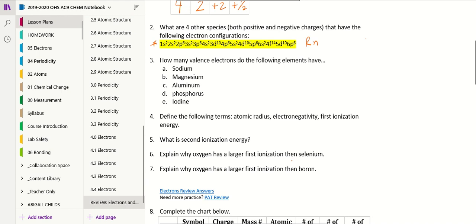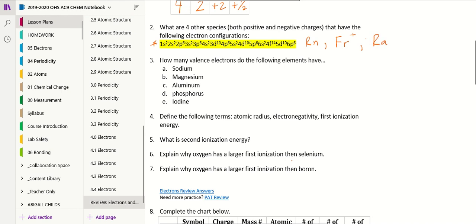What other species, ions, end on 6p6? So what gains and loses electrons to be like radon? 1A or alkali metals. So what does francium have to do to be like radon? You have to be plus 1. You have to lose an electron. 87 electrons, lose 1 electron to have 86, like radon. Perfect. What else can follow that?